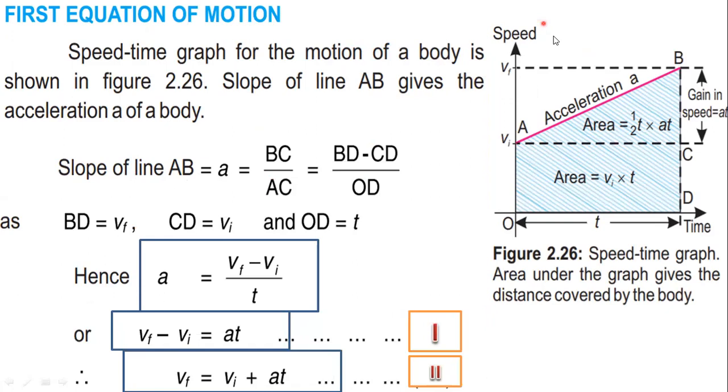So the first equation of motion, we will prove the first equation of motion. Now, as you have seen in the previous slide, once again you can see its diagram over here. That is the same diagram. So speed time graph, because on this axis there is a speed, and on the horizontal axis, that is the x-axis, the time is moving. So it is called speed time graph for the motion of a body shown in this figure.